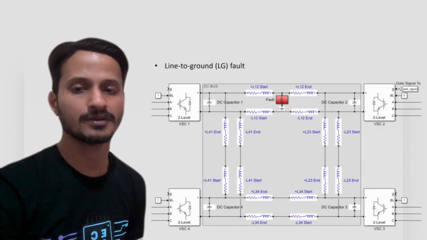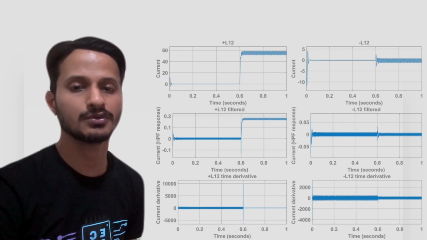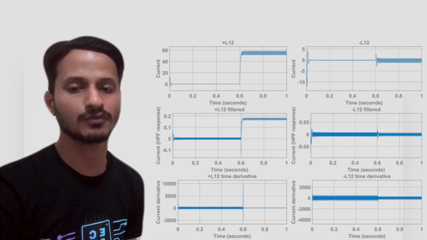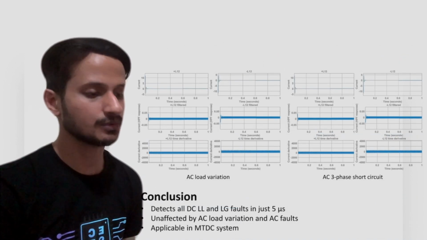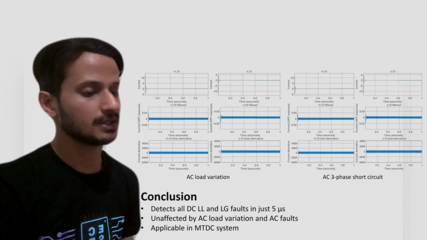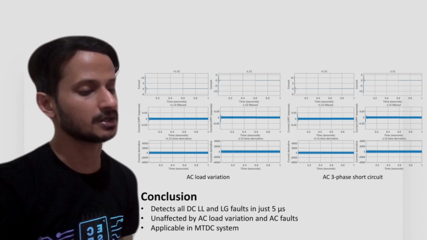Similarly, line to ground fault is created and only a single spike is observed in the high pass filter response of plus line 12, which indicates that it is a line to ground fault. Further, it is not impacted by AC load variation and AC faults. So in conclusion, we can say it detects all DC line to line and line to ground faults just in 5 microseconds. It's unaffected by AC load variation and AC faults and applicable in multi-terminal DC systems.